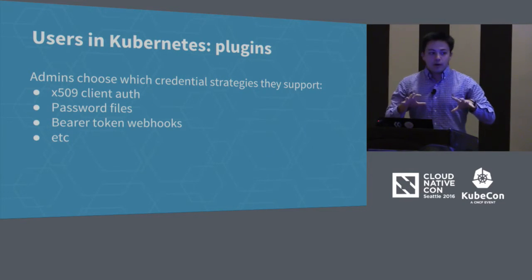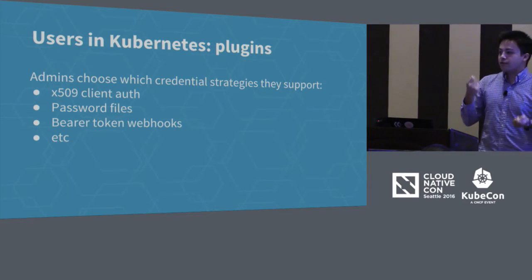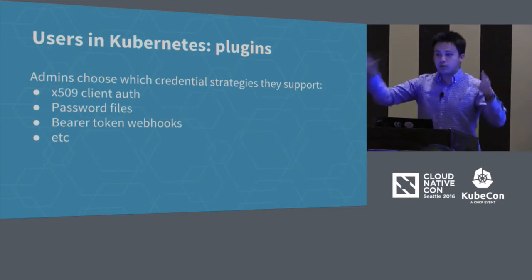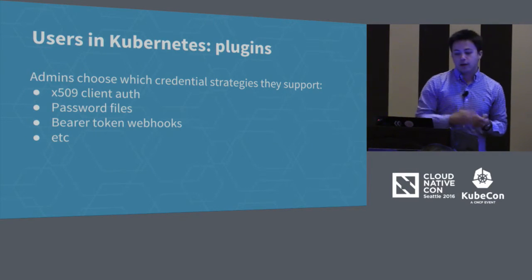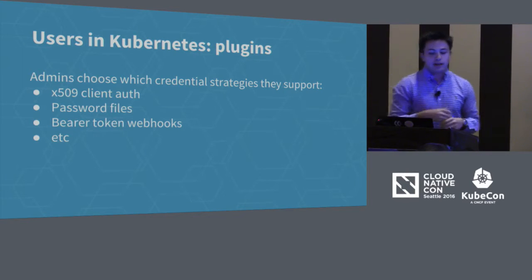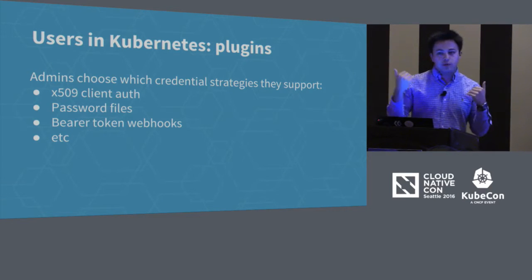Your API server, though, is pluggable. So how we pull that information out is different for every API server that you will deploy. There are very common ones like X509 client auth. There are less used ones like webhooks and so on and so forth. But the important part is that this is a pluggable part of Kubernetes, right?